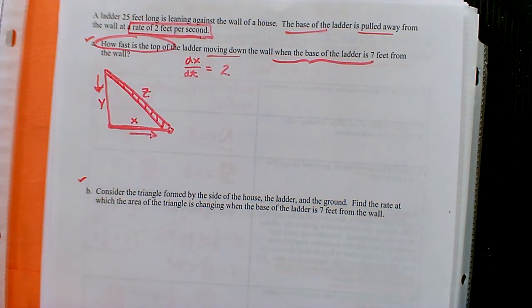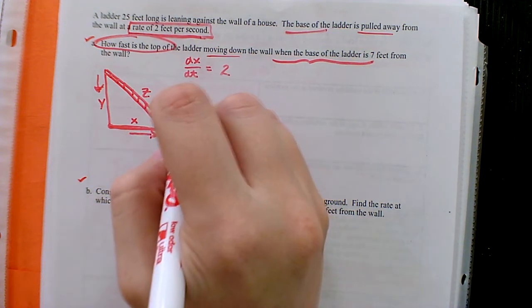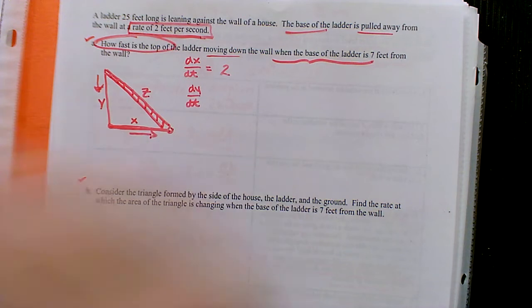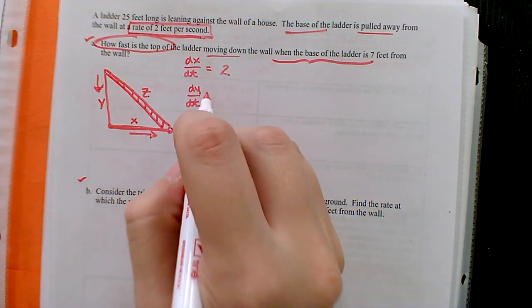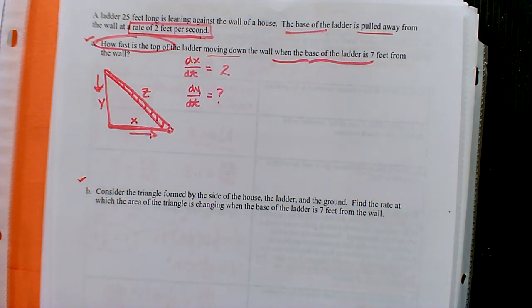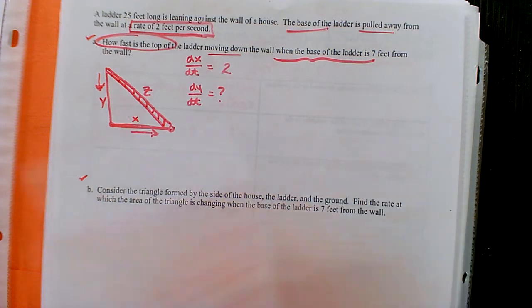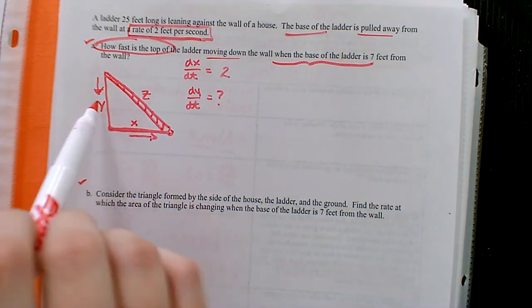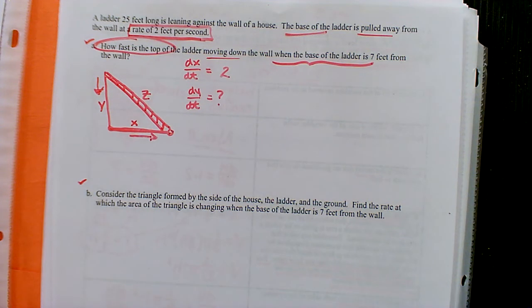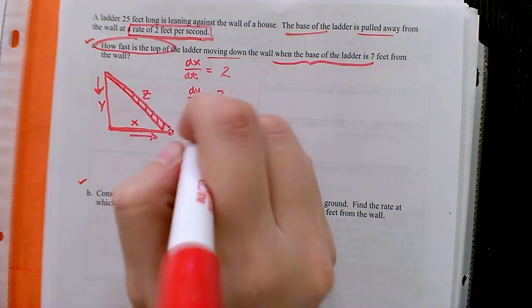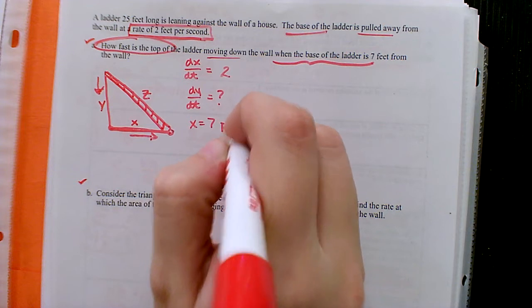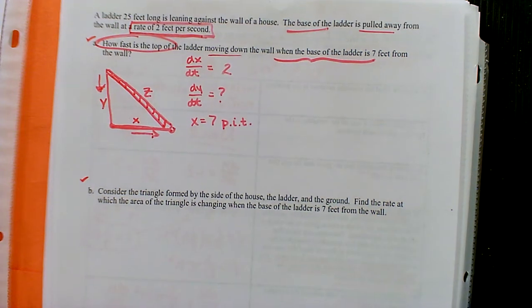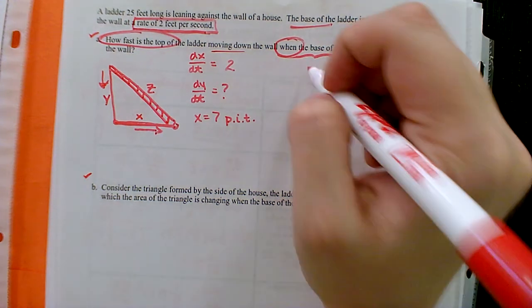How fast is the top of the ladder moving down? dy over dt. How fast, meaning a rate of change. So this is what we're trying to figure out. What about the 7 feet from the wall? Is that an x value, a y value, a z value? That's an x value, and specifically that's a point in time. When this happens, that word "when" is kind of a clue word for point in time.